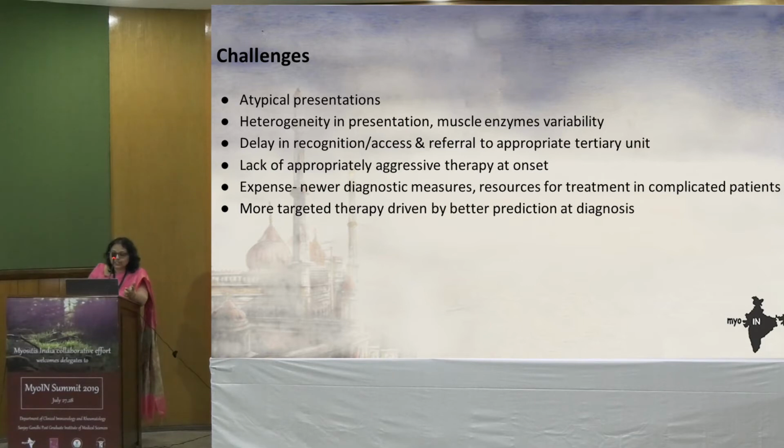There are a lot of challenges. Diagnosis itself is one, because in young children the clinical pickup can be very difficult due to the heterogeneity in presentation. Muscle enzyme variability throwing you off track is also something that we see in these patients. Delay in recognition, delay of access and referral to an appropriate tertiary unit in the beginning is really a big problem that we face. And for the same reason, lack of appropriately aggressive therapy at onset.